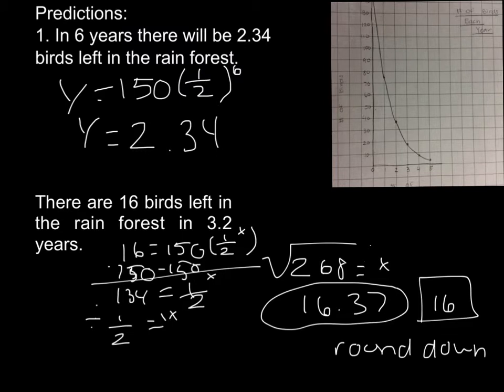And then for our second prediction, there are 16 birds left in the rainforest in 3.2 years. You have to put 16 into the y value, so 16 equals 150 times 0.5 to the x power. You divide by 150 on both sides, and then you take the log, and you should get 16.37, and you round down.